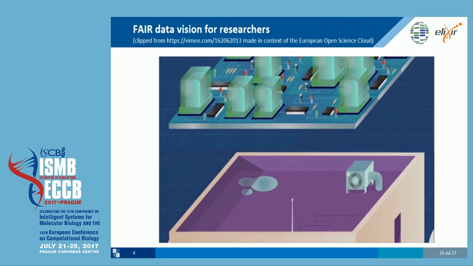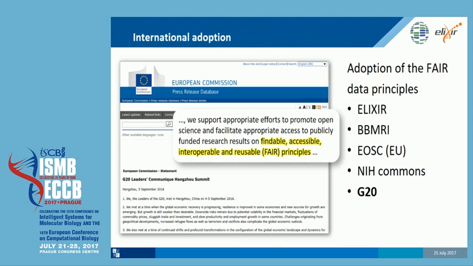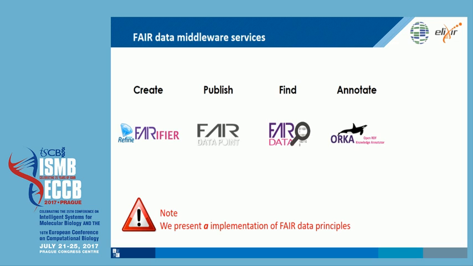Okay, so that gives you a bit of an introduction to the vision. And this vision is shared by quite a lot of people and organizations. So here's ELIXIR and BBMRI and the European Open Science Cloud, NIH Commons, and more recently also the G20 sharing this vision. But the vision you also need to implement, and that's what the FAIR services are for. So they're really principles, and for the FAIR services you also have to make some implementation choices. You will see that here.